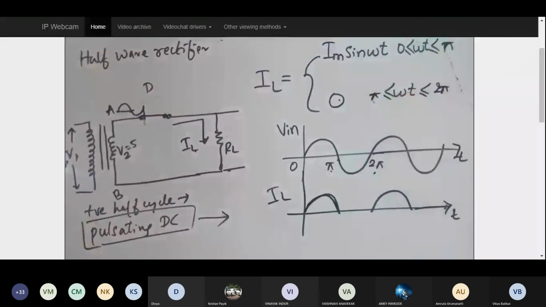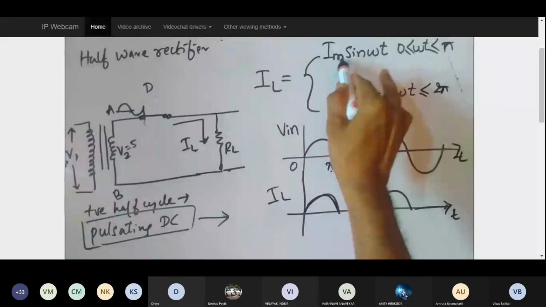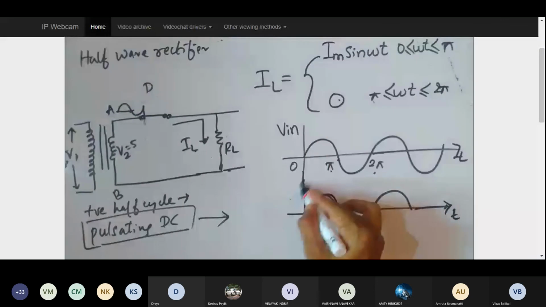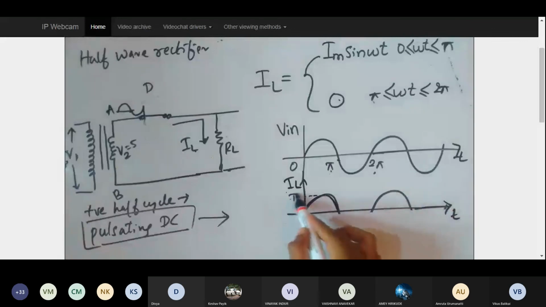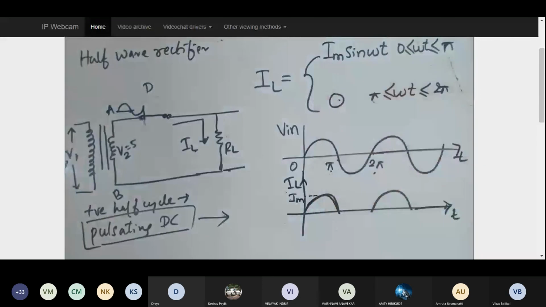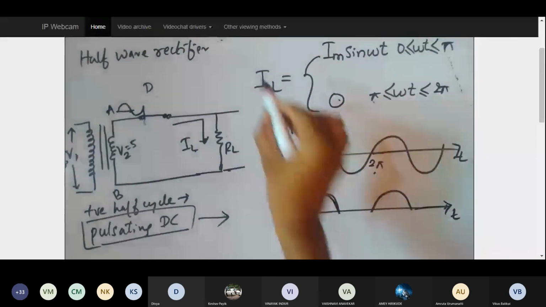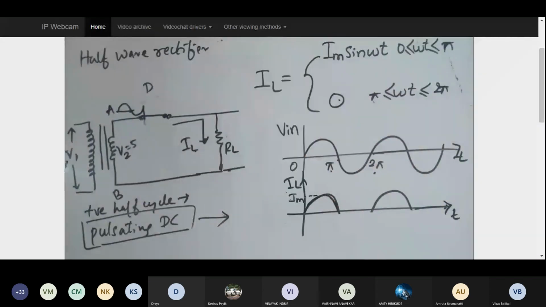Then what does this Im stand for? Im represents the maximum current. This is the maximum value. The entire current is named IL, and the maximum current is named Im. Hence my equation will be Im sin omega t. I hope this is clear. So please remember this particular equation: IL is equal to Im sin omega t. Sin indicates it is sinusoidal in nature, and it is sinusoidal only from 0 to pi, and it will be completely 0 from pi to 2 pi. IL is the name of the current.